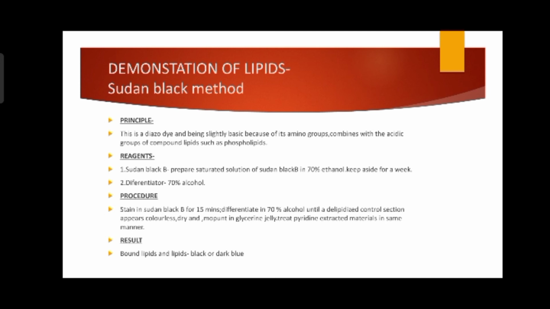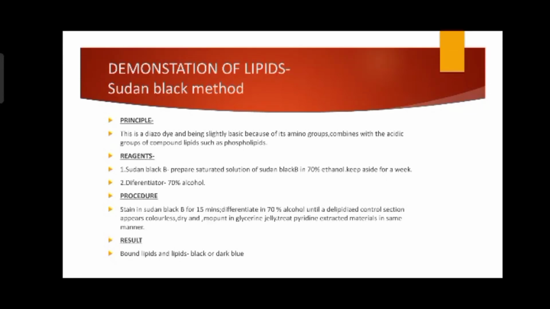So this is about the principle, and the reagents used for this method are Sudan black B and alcohol. Prepare a saturated solution of Sudan black B in 70% ethanol and keep aside for a week. And also we use 70% alcohol.